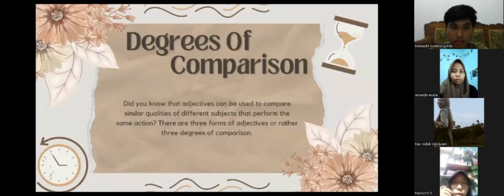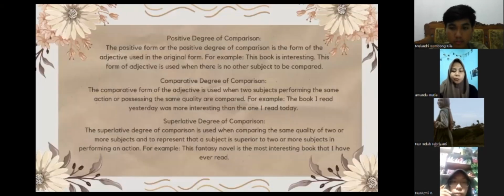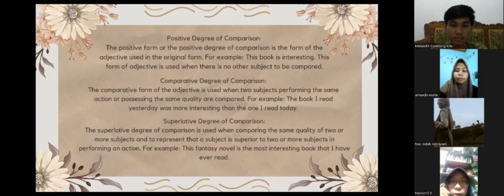Next, degrees of comparison. Did you know that adjectives can be used to compare similar qualities of different subjects that perform the same action? There are 3 forms of adjective, or rather 3 degrees of comparison. First, positive degree of comparison. The positive degree of comparison is the form of the adjective used in the original form. For example, this book is interesting. This form of adjective is used when there are no other subjects to be compared.